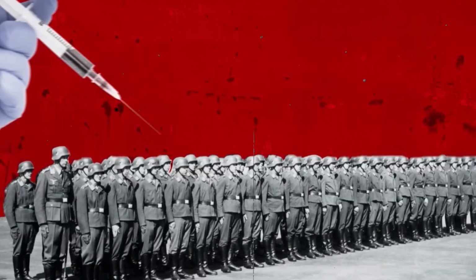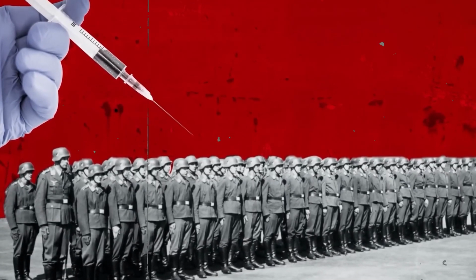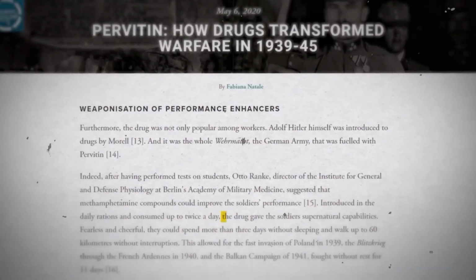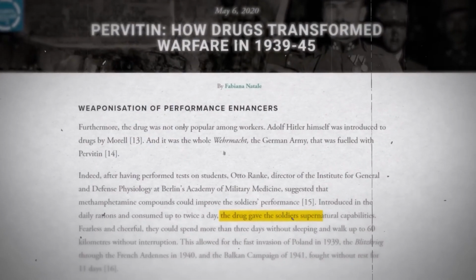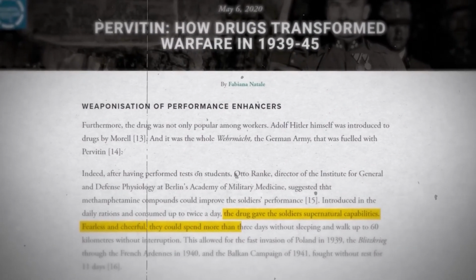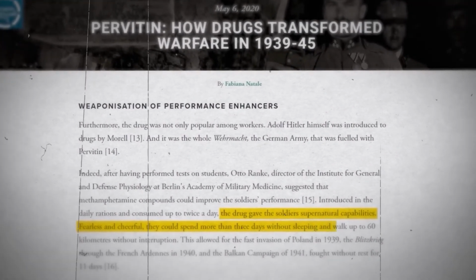To maintain this blitzkrieg pace, German soldiers were given drugs. A drug called pervitin was quite common. Today we know it as crystal meth. When this drug is taken, it eliminates fatigue, removes the need for sleep, suppresses hunger and thirst, reduces pain, and gives a confidence boost to the user.